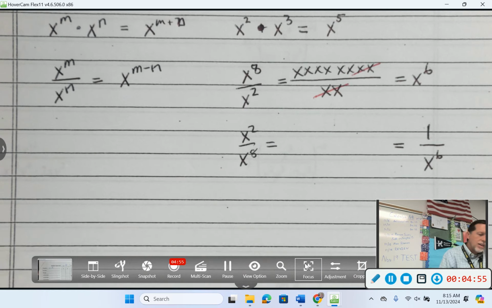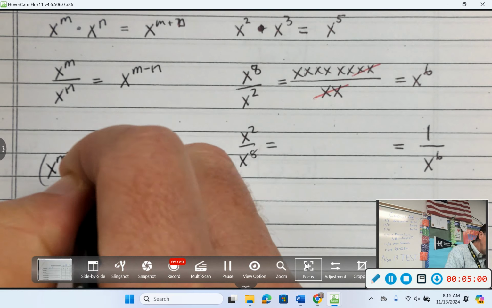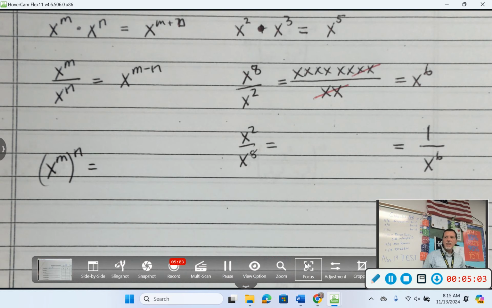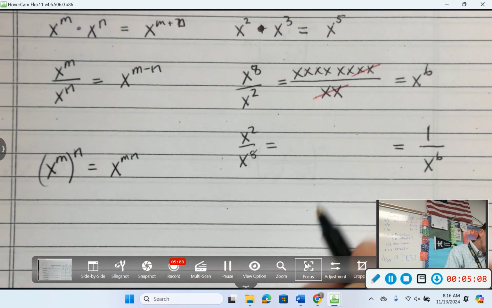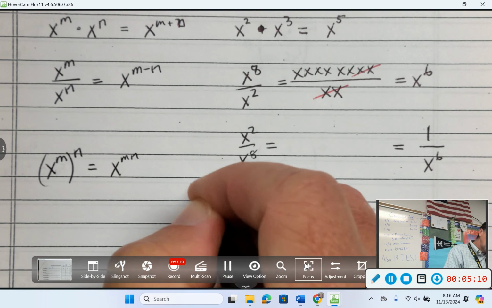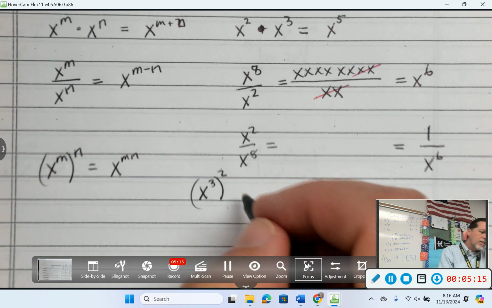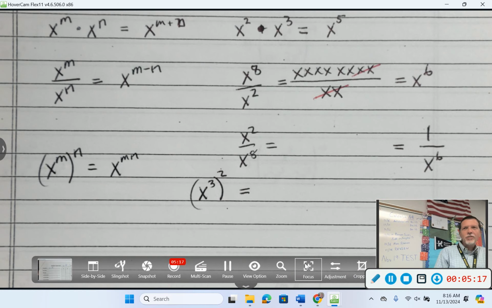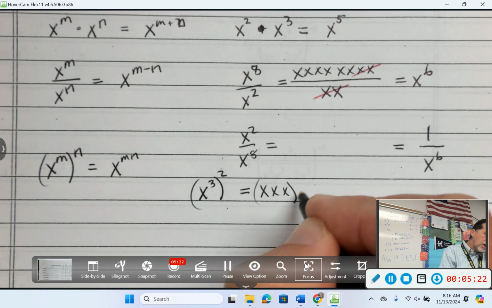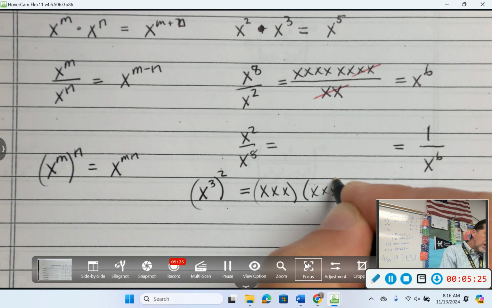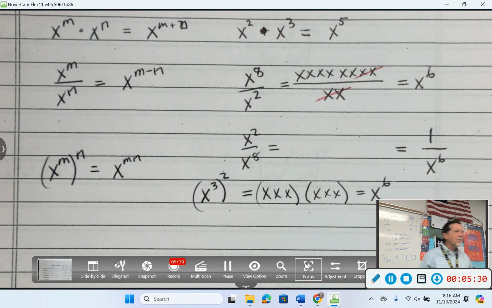What about x to the m, all raised to the n? You multiply. A power to a power you multiply. So x cubed squared is x to the 6. If you ever get stuck on these, you can remind yourself the rule, because x cubed squared would be x times x times x times x times x times x, which is x to the 6th.